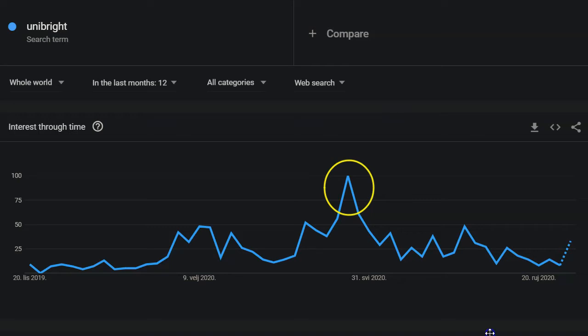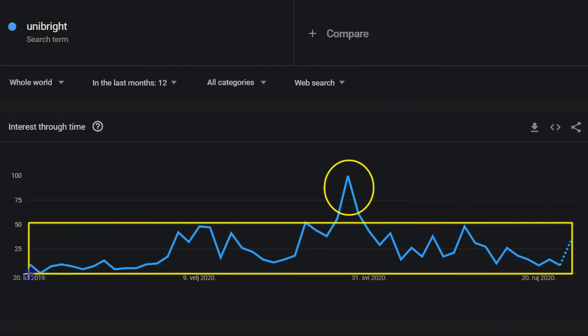And based on this peak, I will show you that we can see on the charts the change in that interest. But since then, we are again witnessing Unibright's life in, as I said, the flatlands. Let's say nothing much is going on and no big amount of people is interested in Unibright. How is this result reflecting on a chart? Let's take a look.